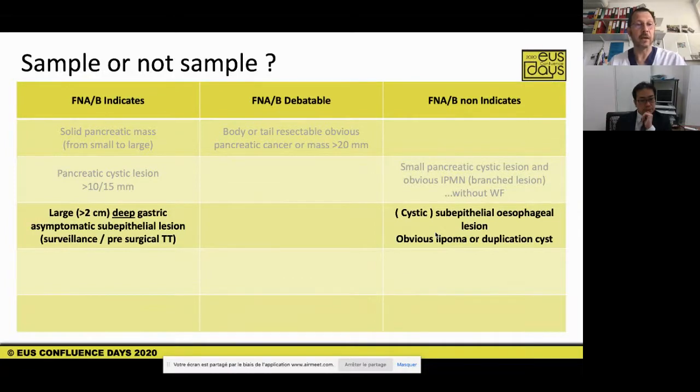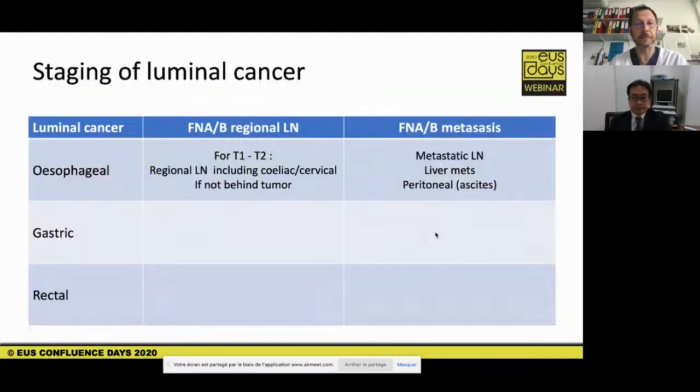So to summarize, large, more than 2 centimeters, deep gastric asymptomatic subepithelial lesions are the perfect indication for doing a sampling. On the other side, I wouldn't do any FNA or FNB for cystic lesions, certainly not, because there is a higher risk of complication if it's in the mediastinum, for subepithelial esophageal lesions, and also if it's obviously a lipoma or a duplication cyst. What about the staging of luminal cancer?